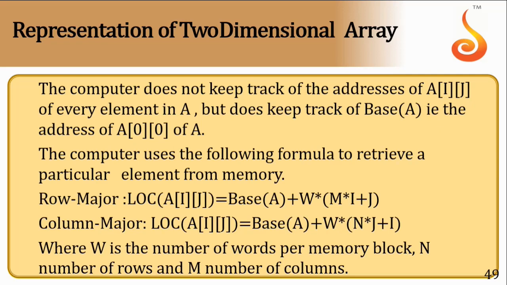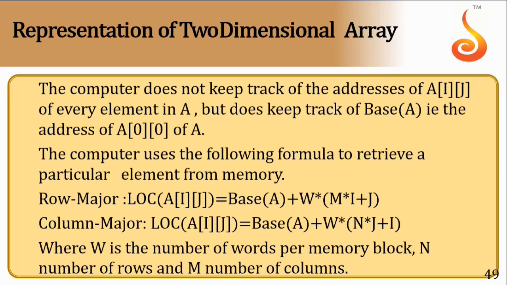For example, if I want the address of the element present in the second row, first column, how will it retrieve it? It will not keep the address of it. The computer does not keep track of the addresses of all of them. What it does is it will just take the base address.